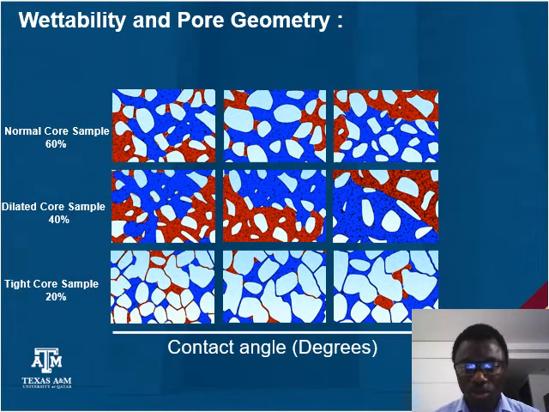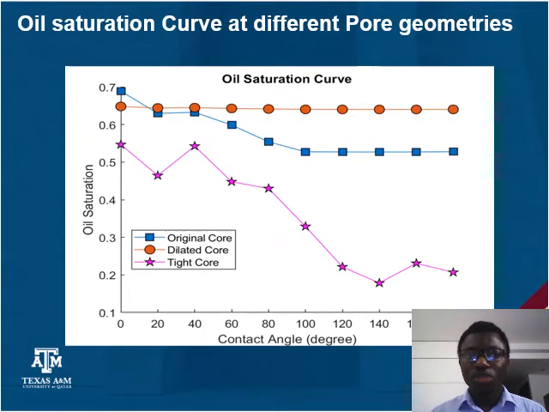These are figures showing the results gotten after the simulations were conducted to find the relationship between the contact angle and pore geometry in the different porous media, I mean the normal, dilated, and the tight core samples that we used. This figure also represents the behavior of the invading fluid when the porous media was water-wet, intermediate-wet, and also oil-wet. The chart represents the relationship between oil saturation and contact angle at different porous media.